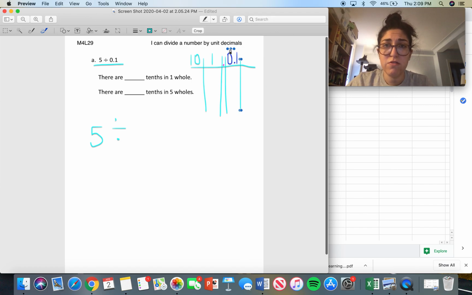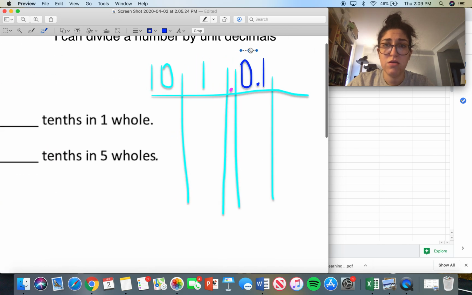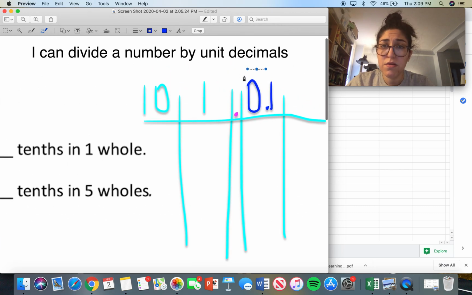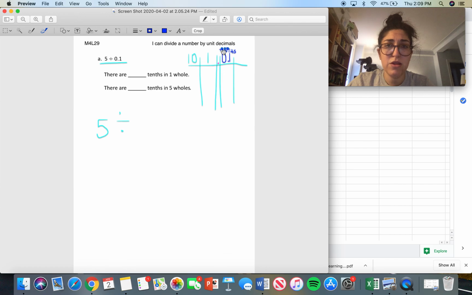Whatever. 0.1, we're just going to have to deal with that random line up there. This is tenths. And when I think about tenths, what I think about is 1/10, right? And we know how to do that. We know how to divide 5 by 1/10.